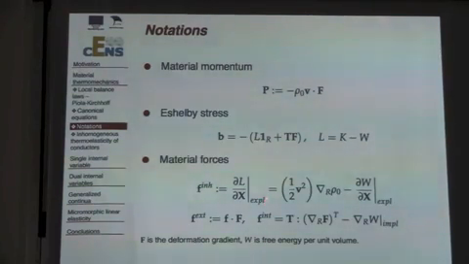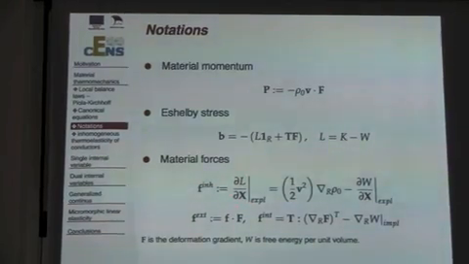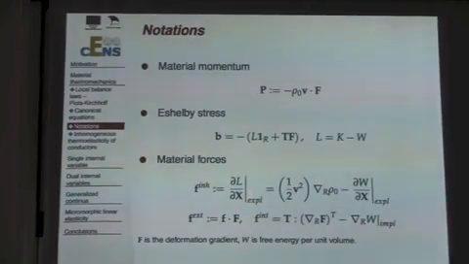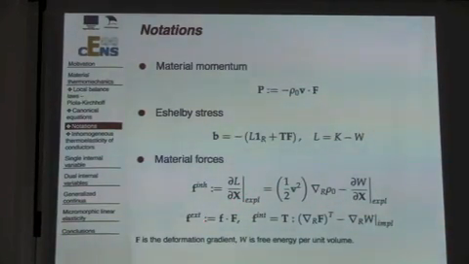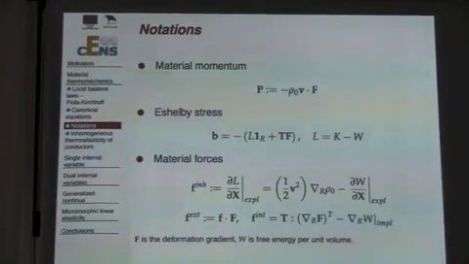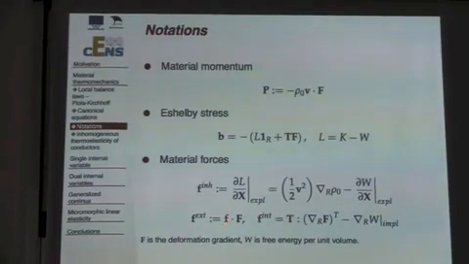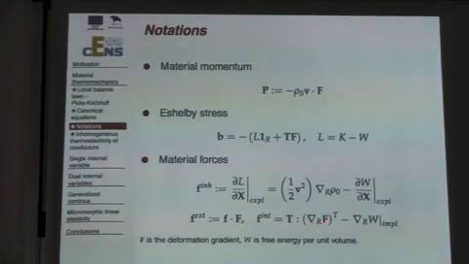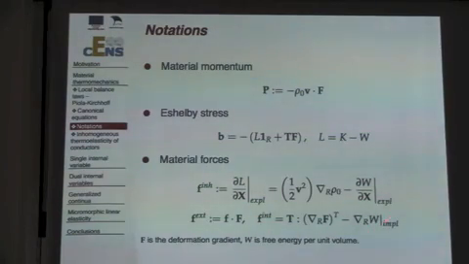And material forces are, by definition, the explicit space derivative of the Lagrangian, like this. This one is simply the scalar product of the external force and the deformation gradient. And this one, the internal one, is this. And this is not an explicit, but an implicit gradient. This means that by taking the gradient, we need to take into account all the variables from which this free energy depends.